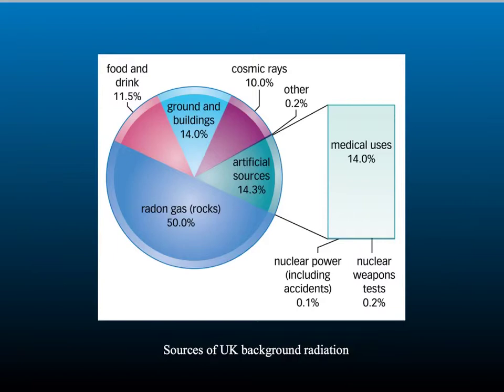The radiation around us every day is called background radiation. It comes from a variety of sources, such as hospitals, nuclear weapons testing, or nuclear power, including the radiation released in accidents. However, most of it occurs naturally due to the breakdown of radioactive atoms within rocks. Less than 15% comes from man-made activities.